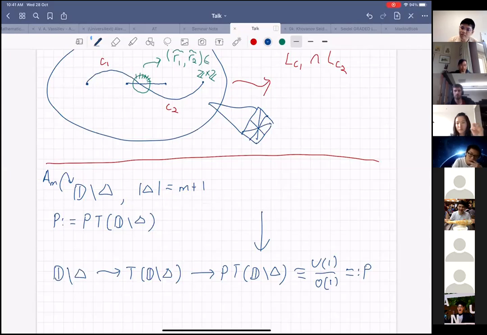If you choose different points, it will not be the same class in the H1 homology group. No, it's not. And then this covering depends on this cohomology class.